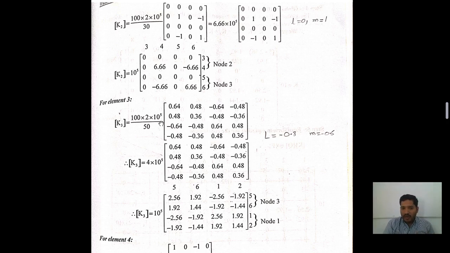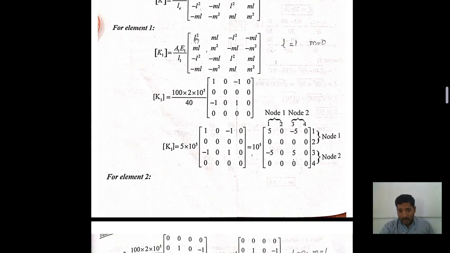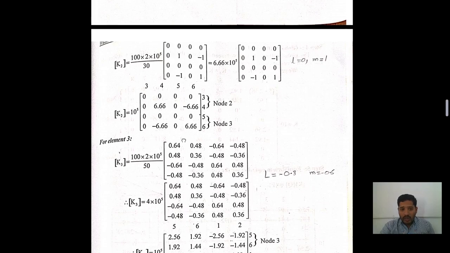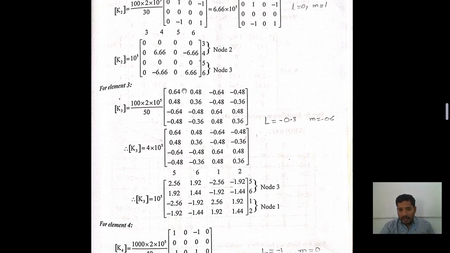50 mm is given. So you need to substitute l equal to minus 0.8 and m equal to minus 0.6 in the above value, l square, lm. In this formula we need to substitute. If you substitute here, then it will become like this. This figure will appear. Okay dear? After that, if you divide 100 into 2 into 10 power of 5 by 50, then you will get 4 into 10 power of 5.